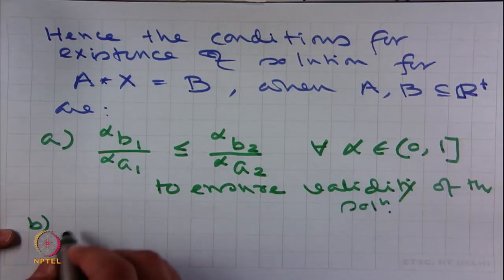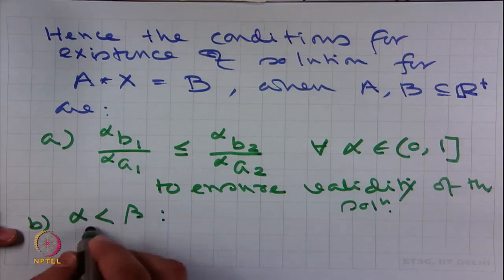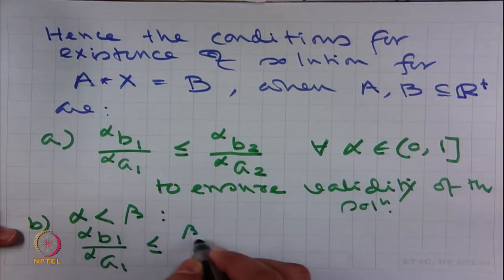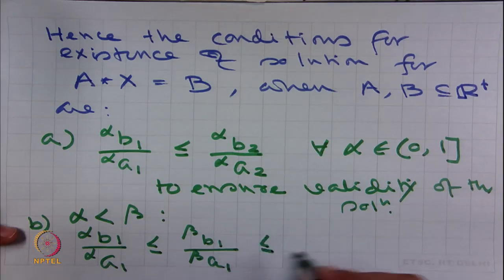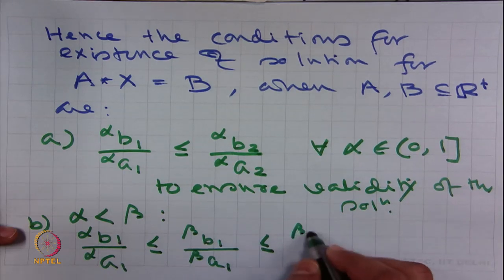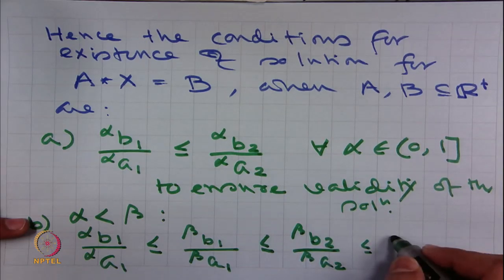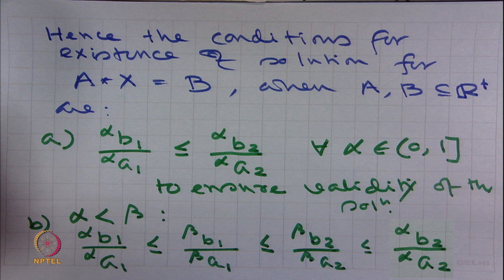And the second condition is, for alpha less than beta, we have alpha cut of B1 upon alpha cut of A1 is less than or equal to beta cut of B1 upon beta cut of A1, is less than or equal to beta cut of B2 upon beta cut of A2, less than or equal to alpha cut of B2 upon alpha cut of A2.